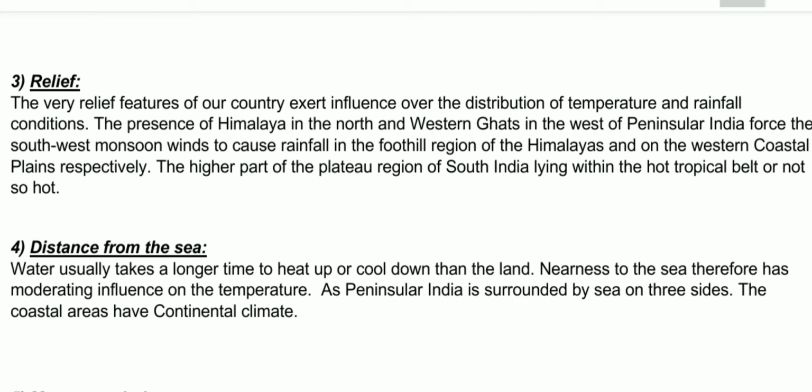Number 4. Distance from the sea. Water usually takes a longer time to heat up or cool down than the land. Nearness to the sea therefore has a moderating influence on the temperature. As peninsular India is surrounded by the sea on three sides, the coastal areas have continental climates.